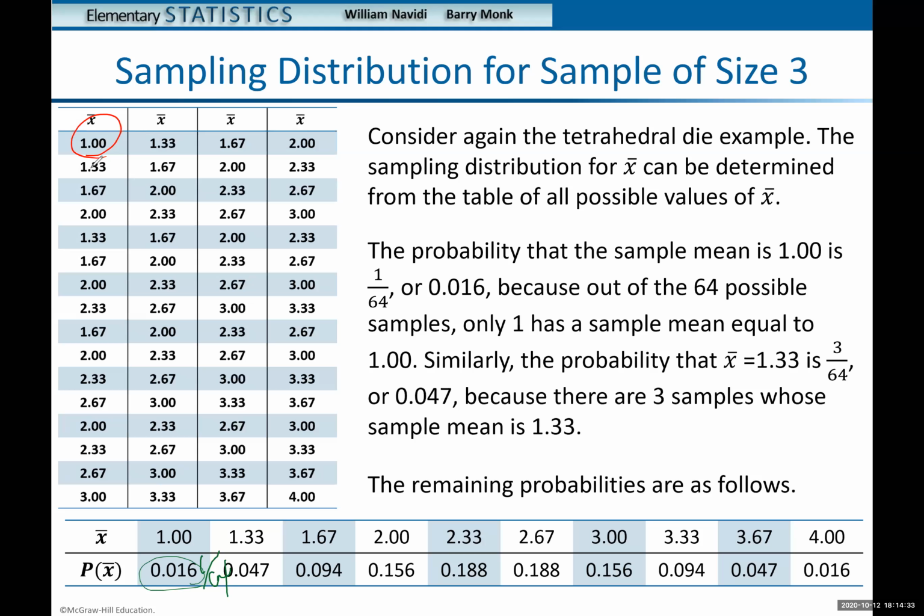And let's say 1.33, how many 1.33s do we have? 1, 2, 3. So there's only 3, so for 1.33 the probability is 3 out of 64, which is equal to 0.047, and so on and so forth. So if you get all this, that's the probability distribution, the sampling distribution of all the means. So these are all the probabilities.